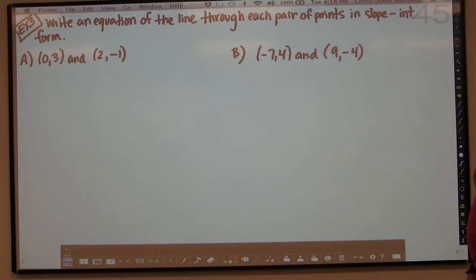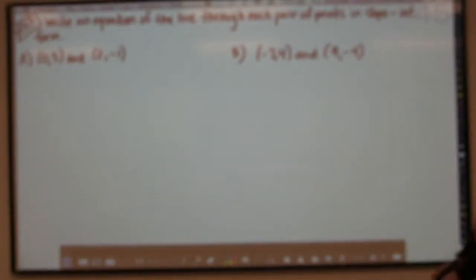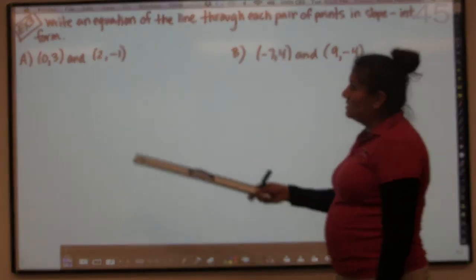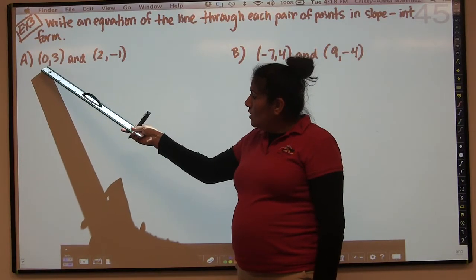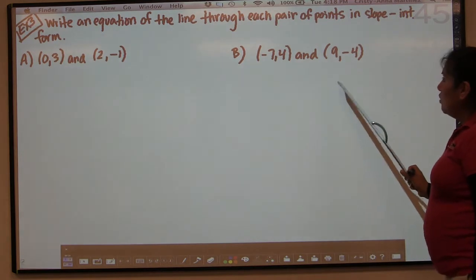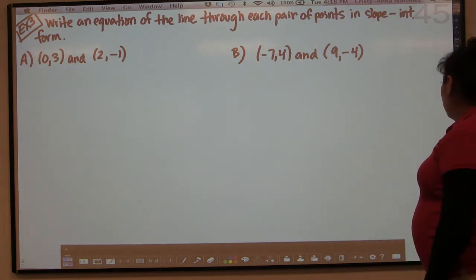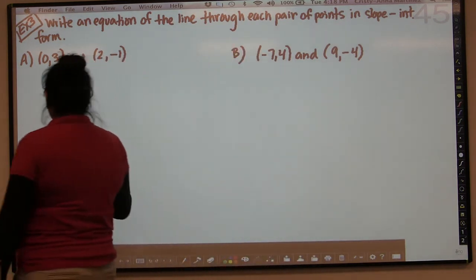So in this case, it says write an equation of the line through each pair of points, and they want it in slope-intercept form. The difference between these two examples is that in part A, we are given the y-intercept because we know that the x-coordinate is 0. So in part A, we're going to have an easier time. In part B, we are not given the y-intercept, so we're going to have to use a different equation for that one. So let's start with part A.